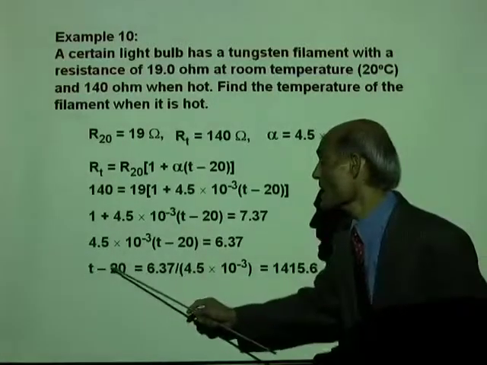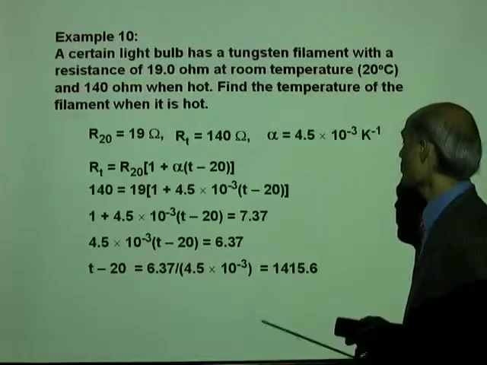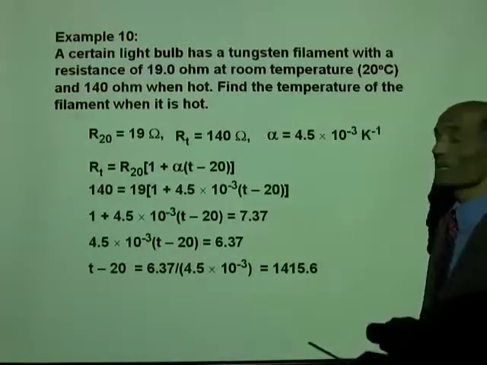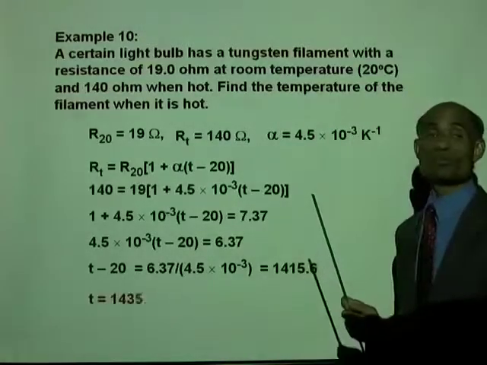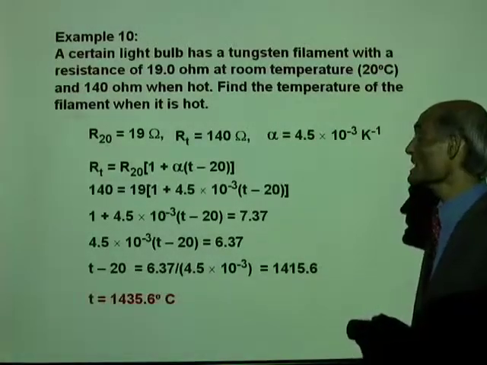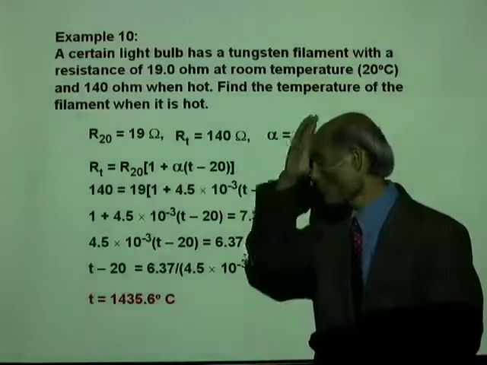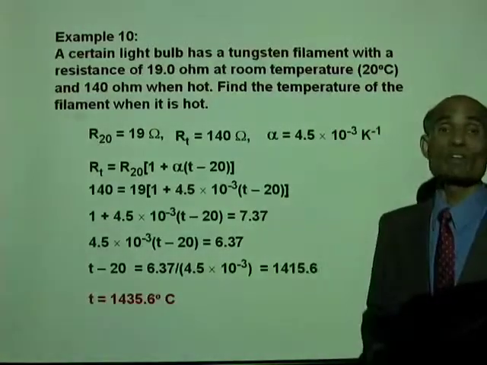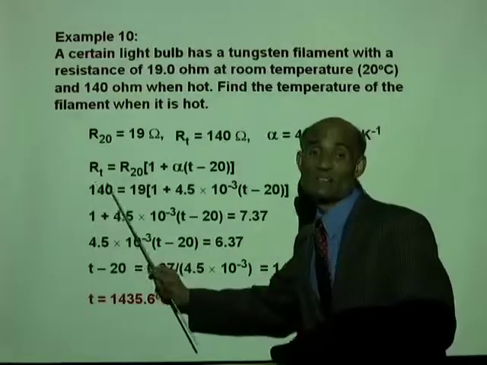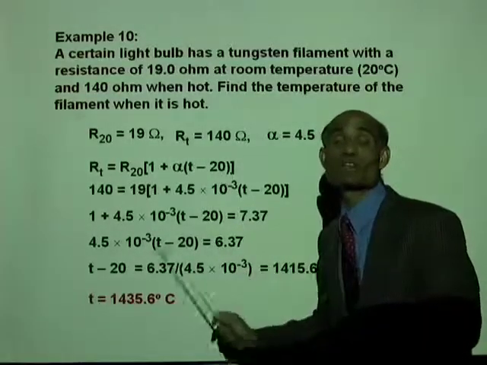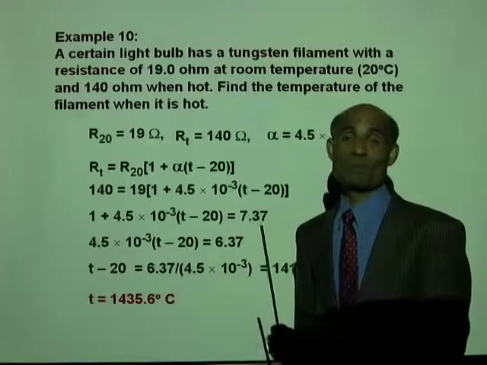So you get T minus 20 equal to 1415.6. And now take that negative 20 to the right side. Therefore T equal to 1435.6 degrees Celsius. You can see simple use of that equation will solve that problem for you.